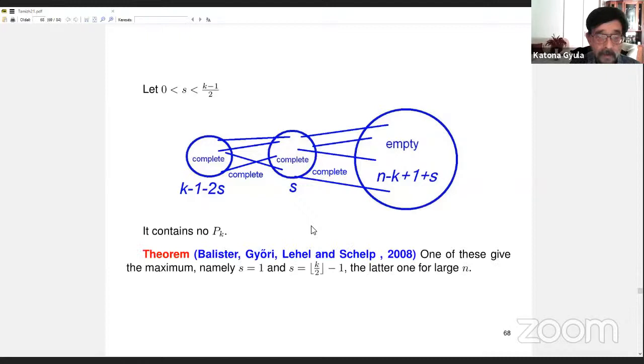A theorem of Balister, Győri, Lehel, and Schelp is that one of these gives the maximum. Namely, it's always either the largest possible value of S or the smallest possible value that is the better one. And this one is the best until a certain value of n. If n is larger than this threshold, then this is the best. So S is this value.